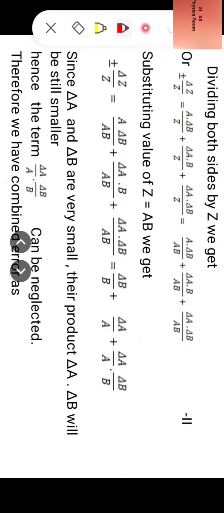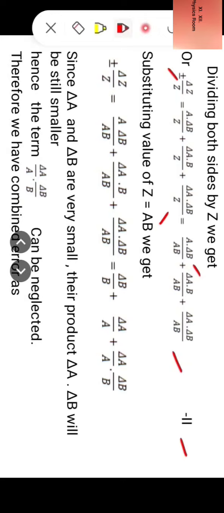Dividing both sides by Z, we get plus minus delta Z by Z, which is equal to A into delta B by Z plus delta A into B by Z plus delta A delta B by Z. Or it can be expressed as A into delta B by AB plus delta A into B by AB plus delta A into delta B by AB, because Z is equal to AB. We replace Z by AB. Let us mark it as equation number 2.